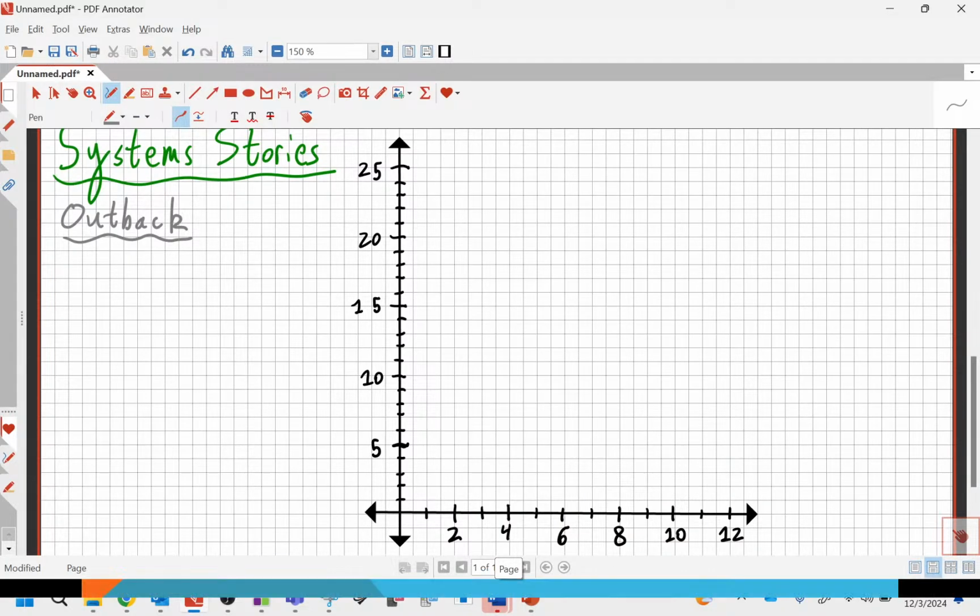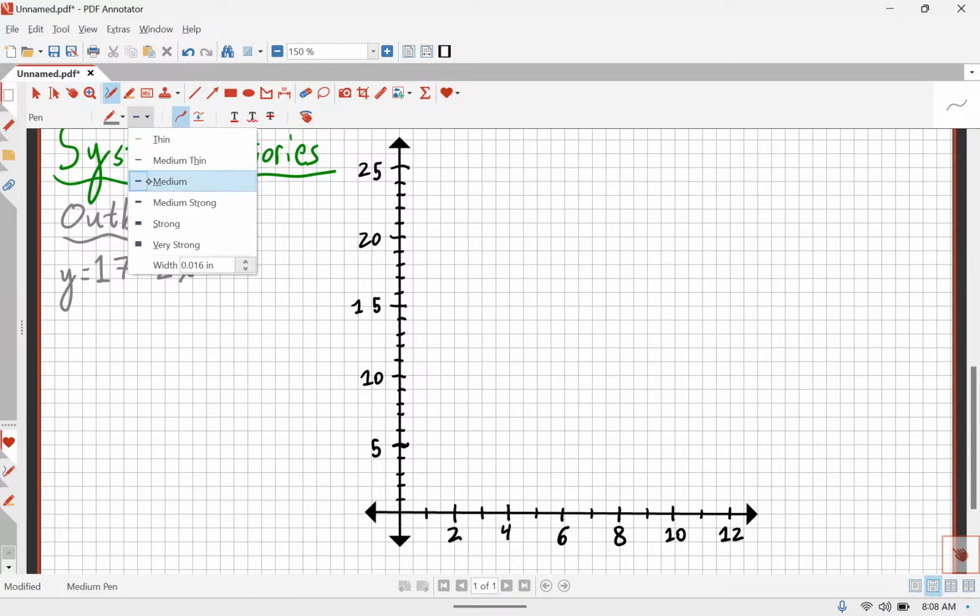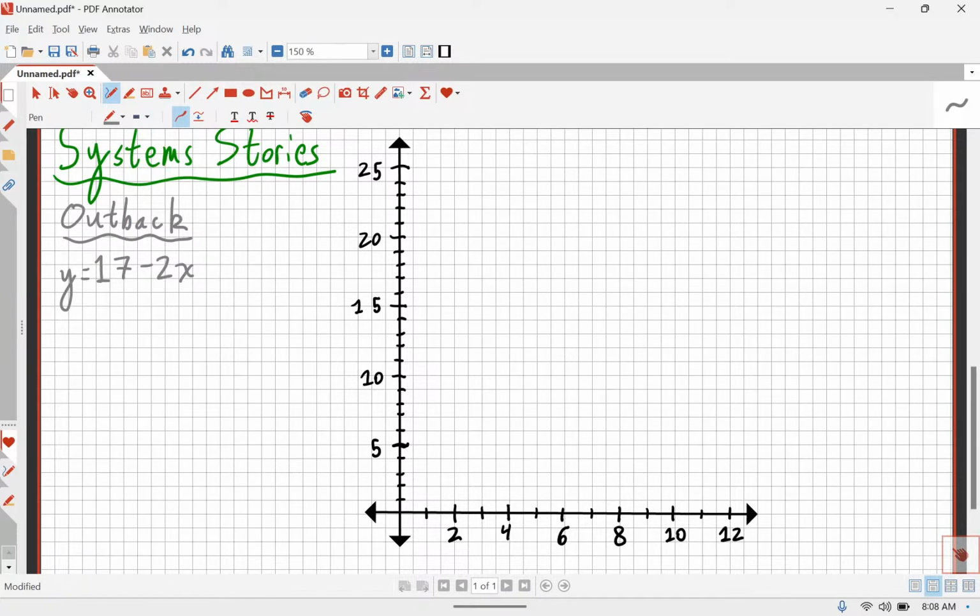Let's see here. How about I get a little bit of help, and this one's going to come from Miss Addie. Did you make a table for this, or did you just go straight to the equation? Great. What was the equation you came up with? Very good. Y equals 17 minus 2x. Now, how would I graph that? Tell me how that's giving me instructions on how to make that graph.